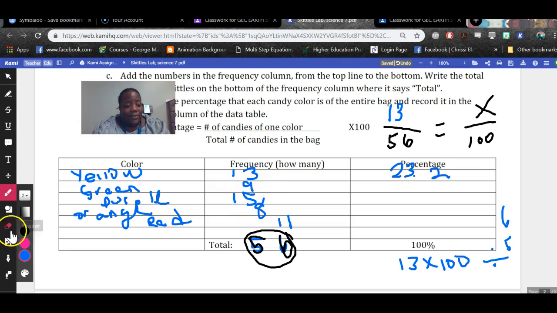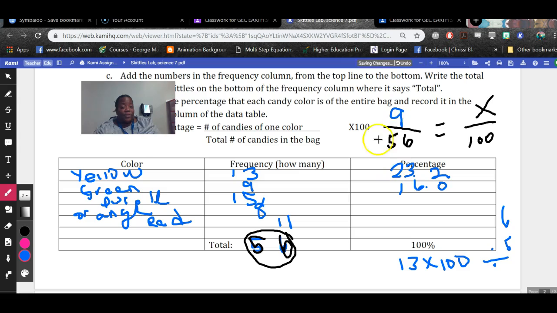Green, I had 9 of those, right? So I'm just going to erase this up here, and I'm going to put a 9. And I'll do the same thing. Cross multiply 9 times 100, which is 900, and divide it by 56. So in your calculator, you're going to do 9 times 100, right? 900 divided by 56. I have 16.07. So I'm just going to call this 16, okay, or 16.0.